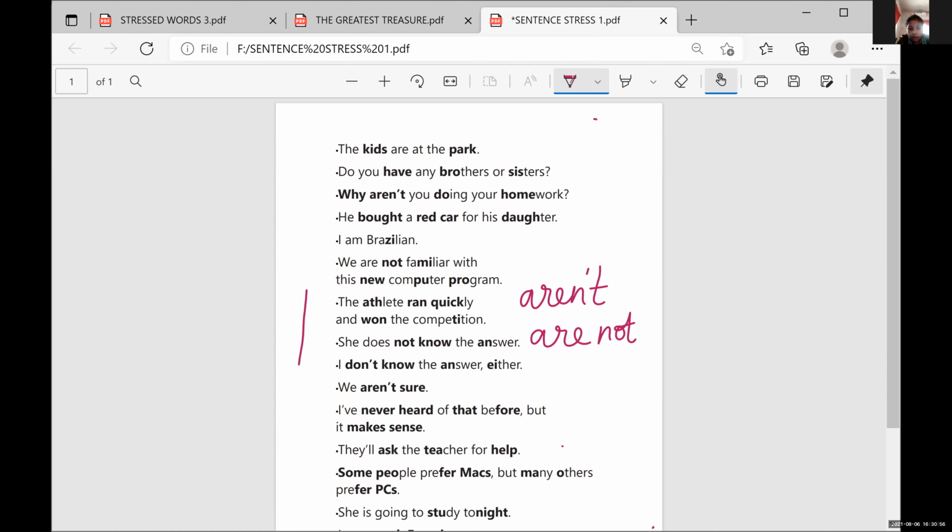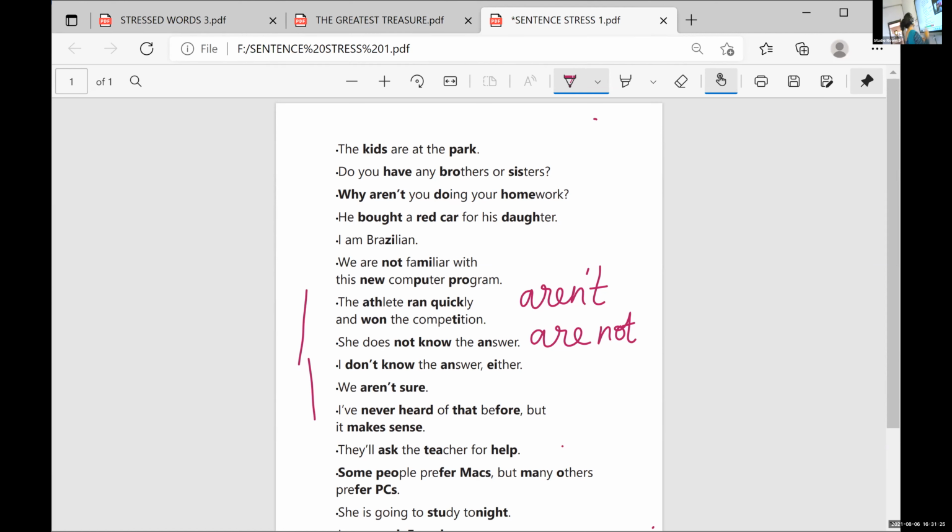They'll, again, they will, contraction of they will is they'll. They'll ask the teacher for help. See, you are using that plosive sound. Teacher. It's not teacher, it's teacher. The letter R, when it comes at the end, let it go silent. Teacher. Okay. They'll ask the teacher for help.